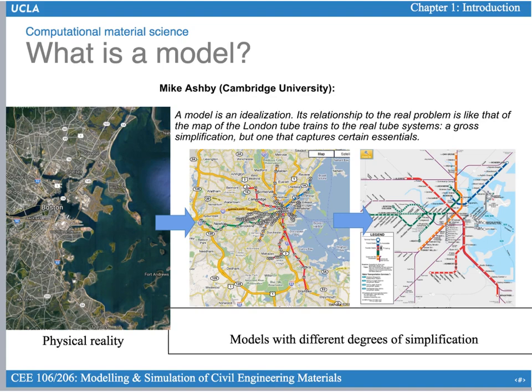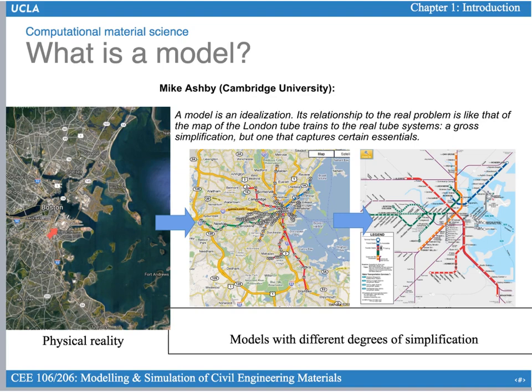A model is necessarily going to be a simplification of a real system. Real systems are too complex. So if you want to make some predictions and gain some understanding about the behaviors of materials and systems in general, you need to simplify them in a way that you capture what is important and filter out what is less important. So for example, let's look at this map here, which is the map of Boston.